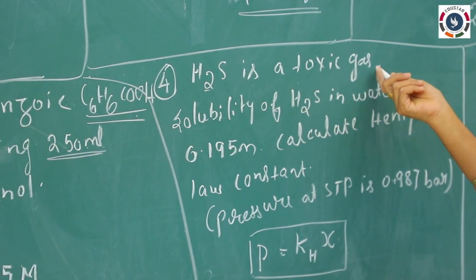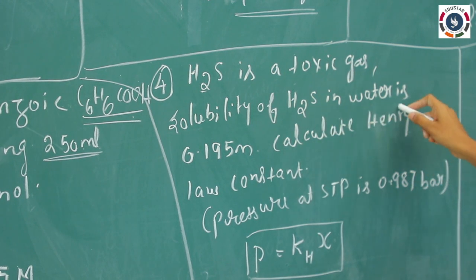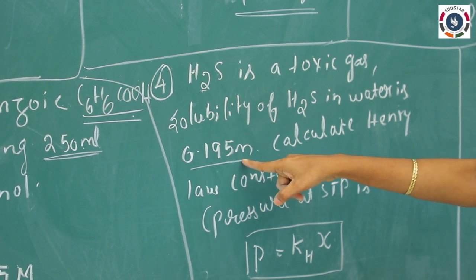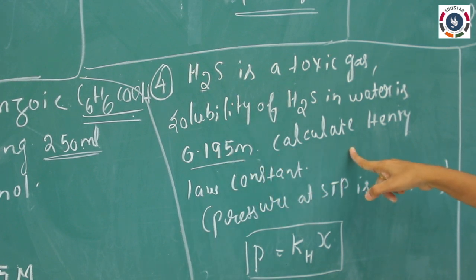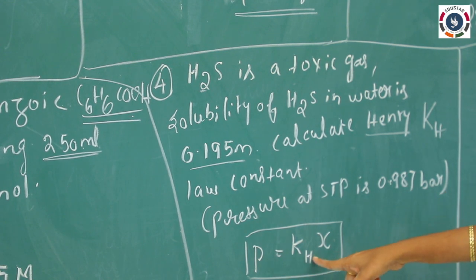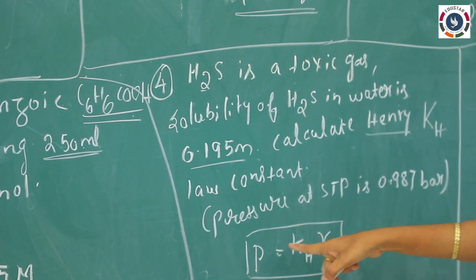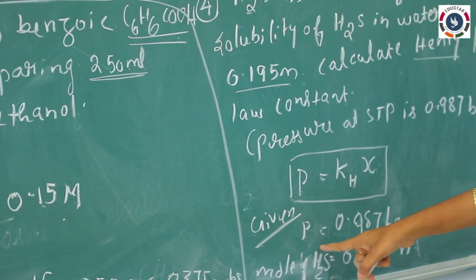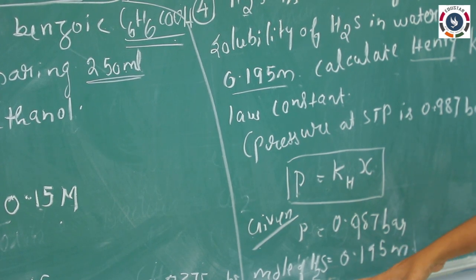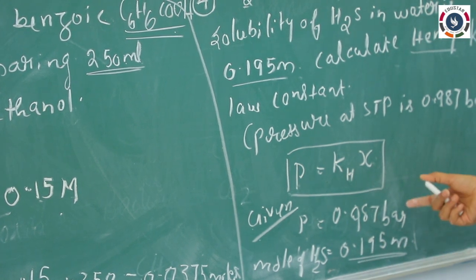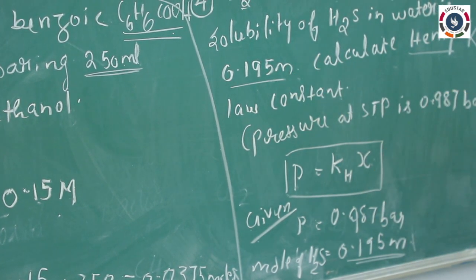H2S is a toxic gas and this gas is dissolved in water. The amount is given as 0.195 molarity. Calculate Henry's law constant. They have asked you to find out the KH. What is the formula, guys? P is equal to KH X. This X is the mole fraction, P is the pressure, KH is the Henry's constant. They have given pressure value 0.987 bar. Moles of H2S they have given us 0.15. They didn't give the weight, they straight away gave the moles of the H2S.